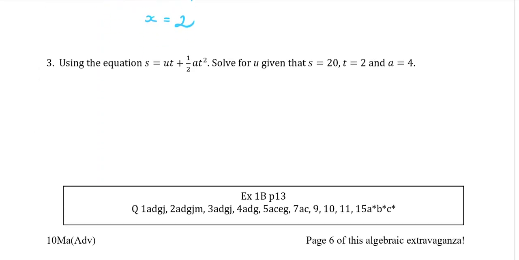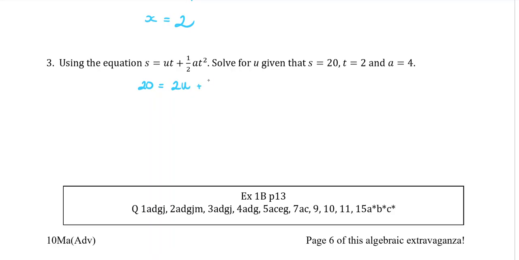Question 3. Using the equation s equals ut plus a half at squared, solve for u given that s equals 20, t equals 2 and a equals 4. So this is a substitution question, but then you'll have to rearrange it to find out what u is. So starting with this lovely equation, which is actually a physics formula, s is equal to 20, so we're going to go 20 equals u, I don't know what that is yet, but I know it's times the t, which is 2. So it's u times 2, or 2u would be a nicer way to write that.